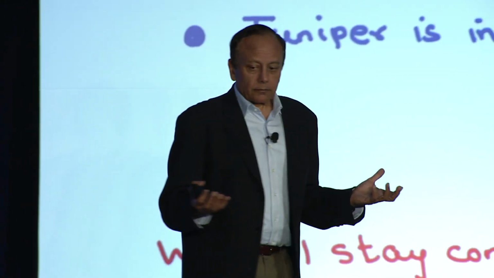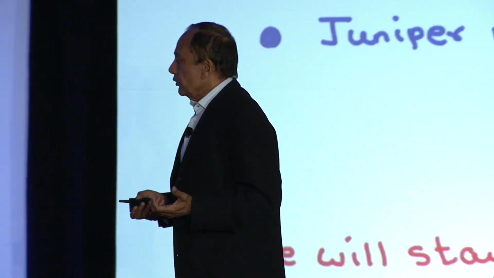So, summary. Juniper has led and will continue to lead in performance and price performance. Juniper is investing heavily in leading in automation and agility. And these are the two techniques, these two dimensions, that we're going to use to stay differentiated.